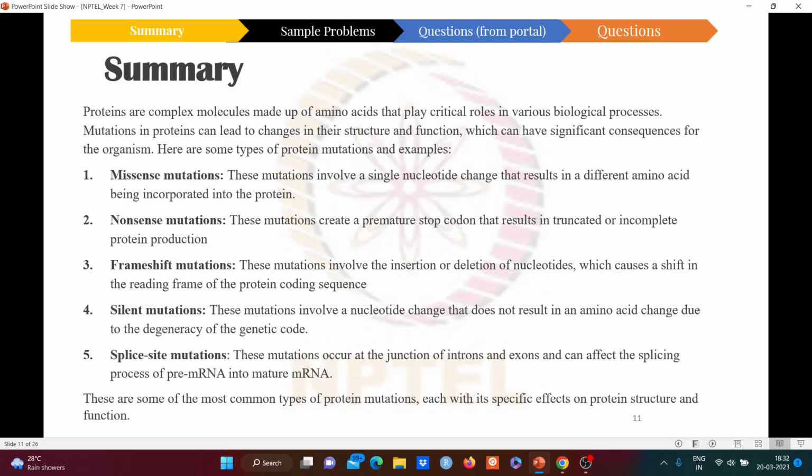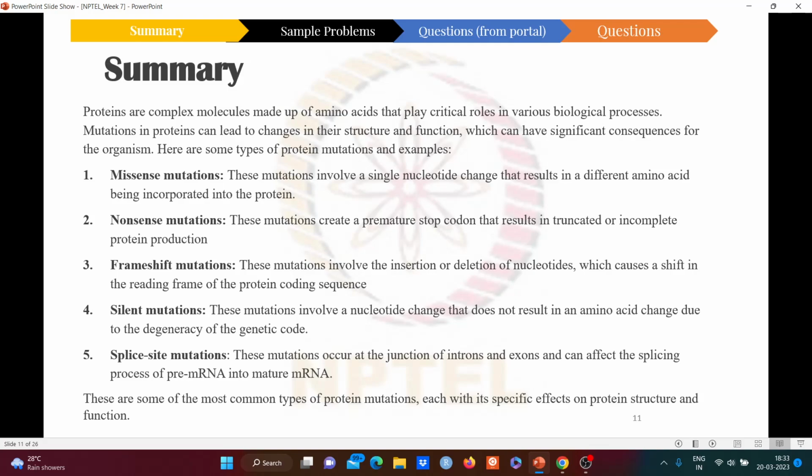Next is the nonsense mutation, which creates a premature stop codon that results in truncated or incomplete protein production. These nonsense mutations can lead to a loss of protein function and are often associated with genetic disorders. The widely known example for this is the mutation from cysteine to alanine in CFTR, the cystic fibrosis gene, which causes cystic fibrosis.